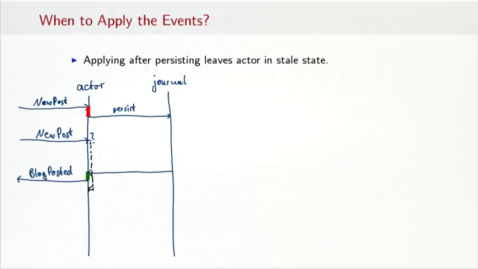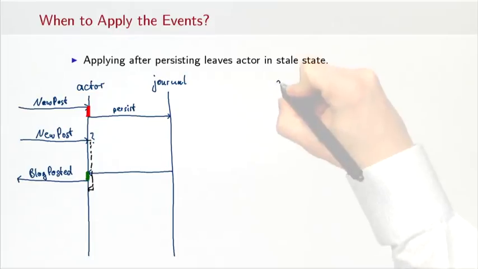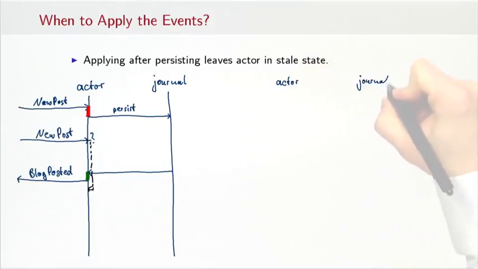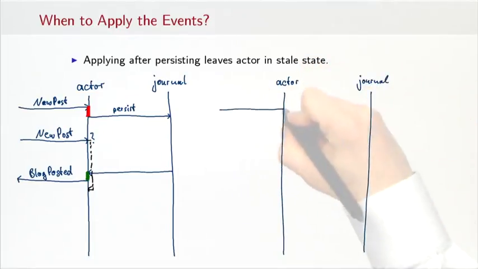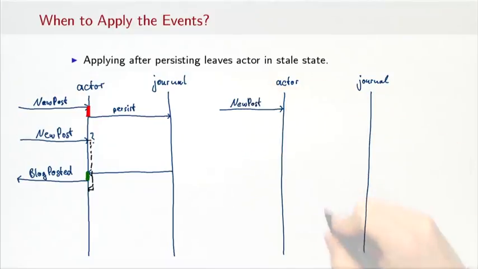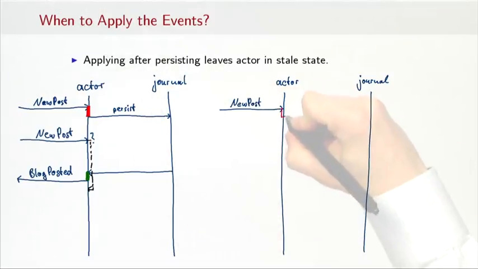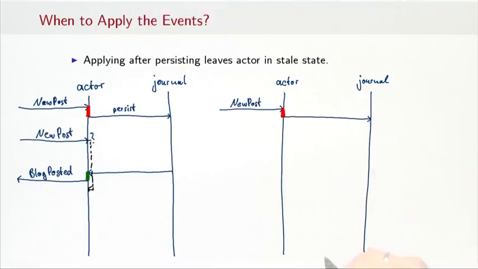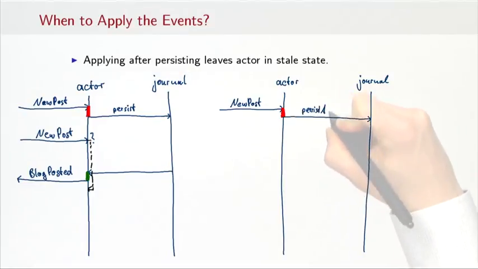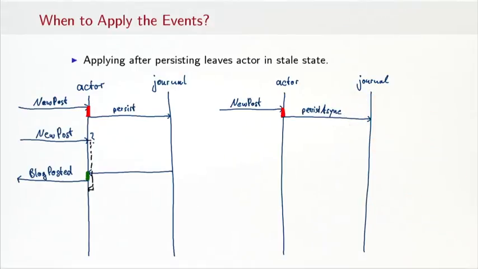There is another method that can be used. So we'll draw the second case. We have again the actor and the journal and their timelines. We have a new post coming in. We perform the check, and then we use a method called persist async. This will also carry out the whole round trip for the event through the journal.